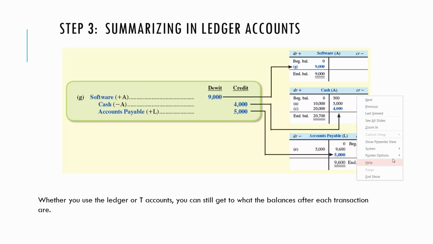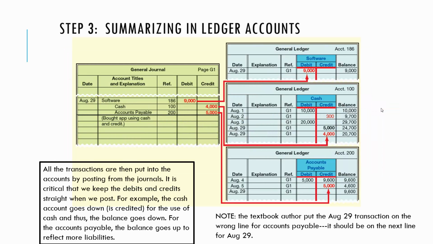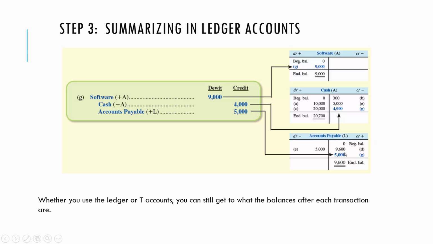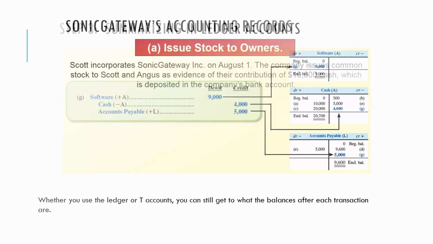So let me go back to the previous slide again and show you this again. This $5,000 credit should come in here on the 29th, and they are showing it coming in on the 29th. Whether you use the T accounts or the ledger cards, you're going to end up with the same balances, and you would work through them the same way. For some students, it's easier to use T accounts and think of it as a debit and a credit side. For others, they like to work through the ledger accounts and the ledger cards.